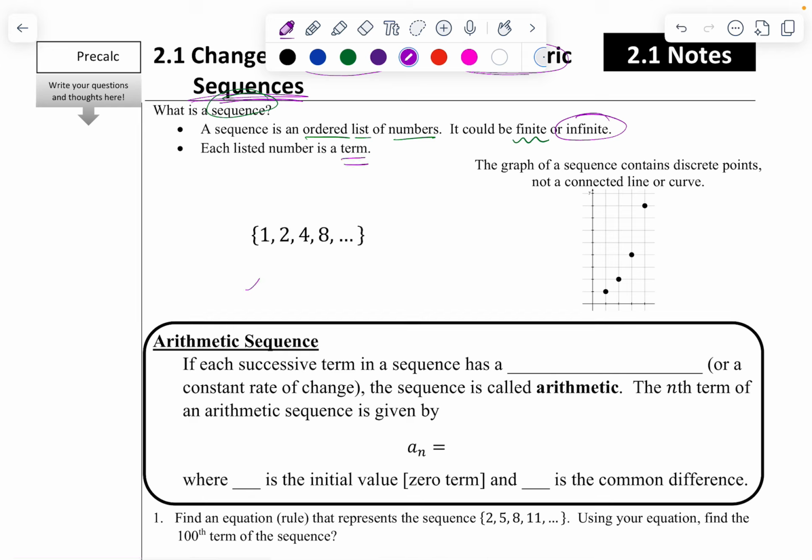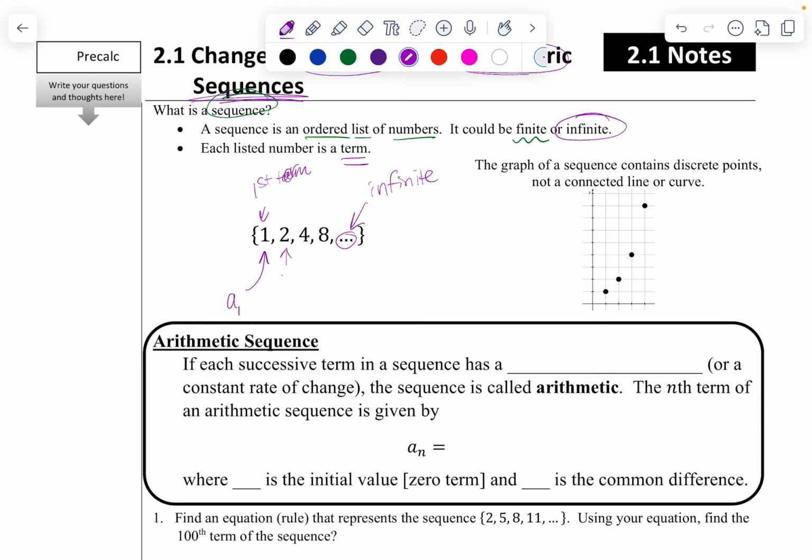So for example, in this set, we know that this is infinite because of this dot, dot, dot. This dot, dot, dot tells me that it's infinite, therefore it's going to go on forever. So this number 1, we call it the first term, okay? So if it's the first term, we'll call this a sub 1. The symbol a sub 1 is the first term.